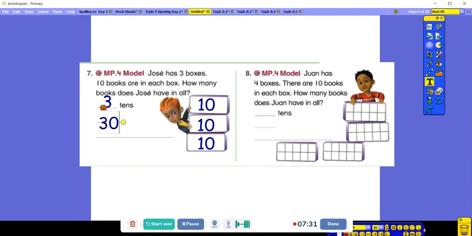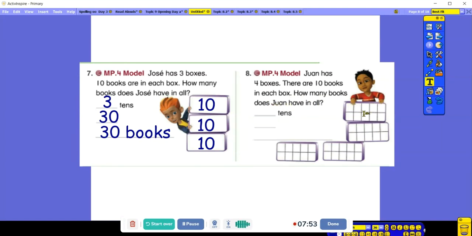So 30 is how many books in all. So on my line, I'm going to write 30 books. All right, so now let's move on to the next problem. Juan has 4 boxes. There are 10 books in each box. How many books does Juan have in all?